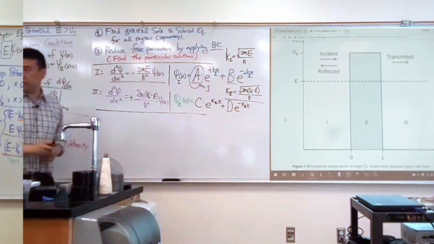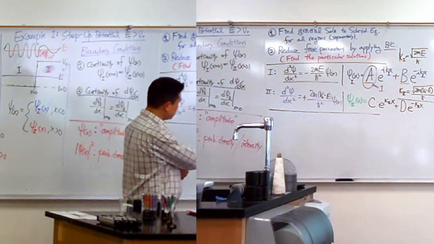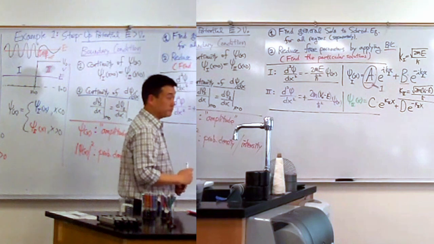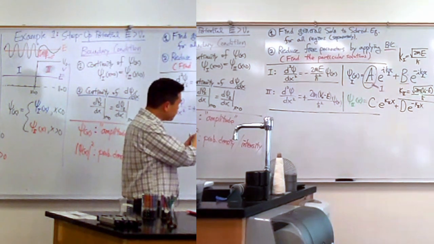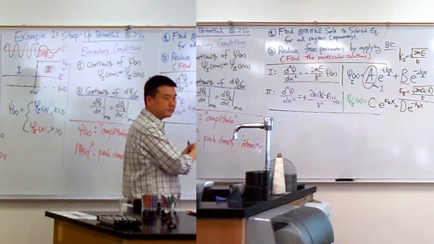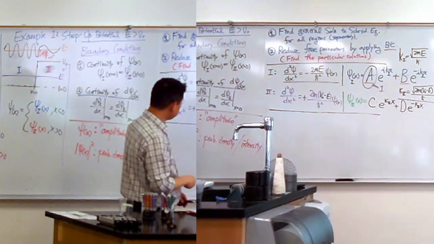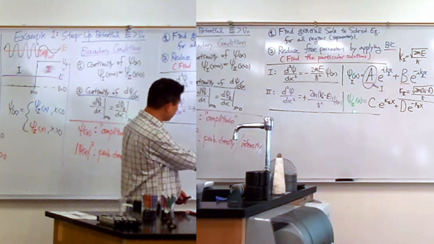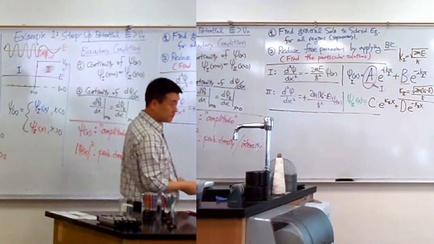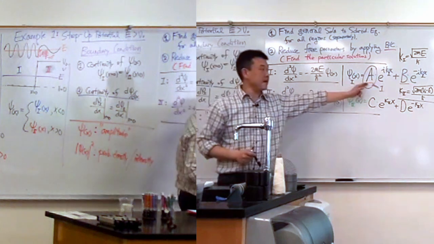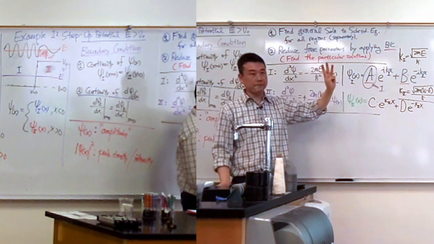And just to make sure we didn't make any mistake, is my kappa 2 real and positive? As in, the thing that I'm putting under the square root, is it positive? Right? Good. All right. So I have two general solutions: 1, 2, 3, 4 free parameters. I'm going to get rid of one of them, A, by setting it equal to 1. All right. I still have 3.